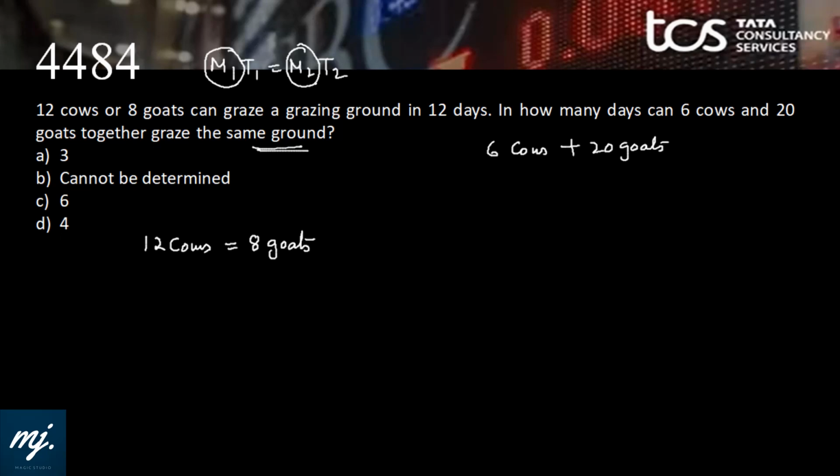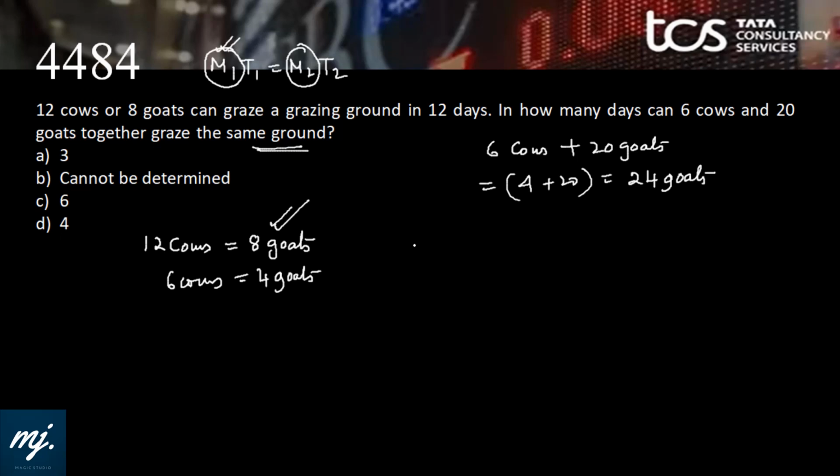And whatever variable we select, the same variable needs to be there at the place of M2. So here we can easily see that it is 6 cows and it is 12 cows. That means if 12 cows is equivalent to 8 goats, 6 cows is equivalent to 4 goats. Let me convert these cows into goats. 6 cows is 4, 4 plus 20. That means this group is actually equivalent to 24 goats.